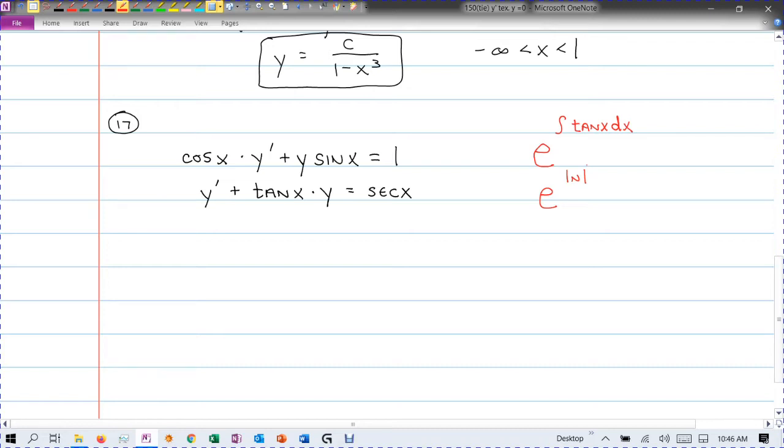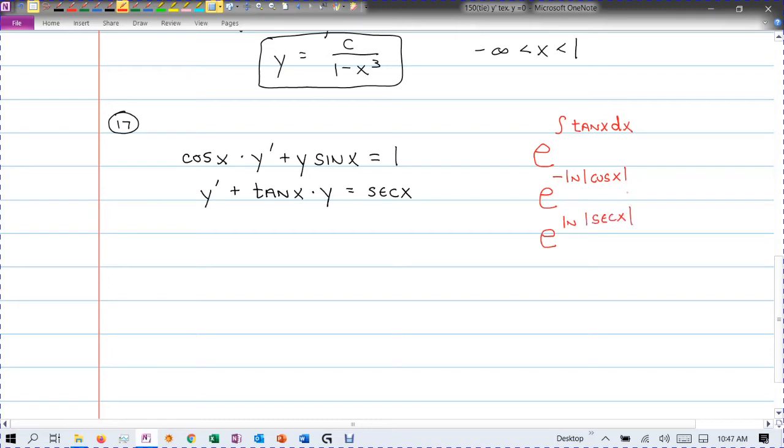Where the heck is it? Oh, there it is. Formula number 12. So this turns out to be negative natural log of cosine x. All right, and now we'll move that negative up top. So e to the natural log of cosine x to the negative 1 is not the inverse cosine, it's 1 over cosine, so that's actually the absolute value of secant of x.